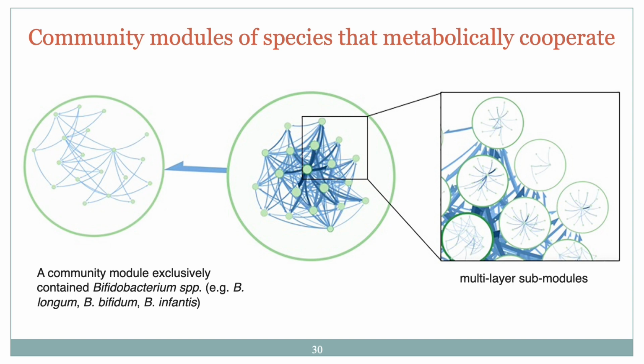metabolically cooperate, and from there we can identify communities of bacterial species. For example, here on the left, I show a small community that exclusively contains bifidobacterial species, including Bifidobacterium longum and infantis. Hopefully, those communities will give us some idea about some aspects of the functionality of those microbial communities.